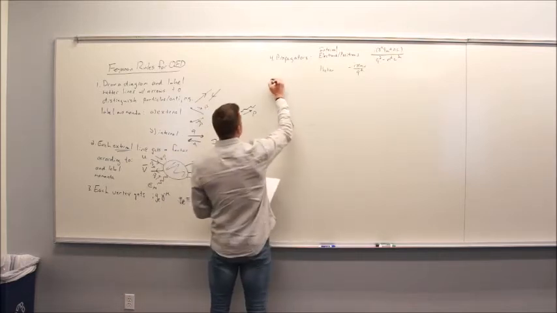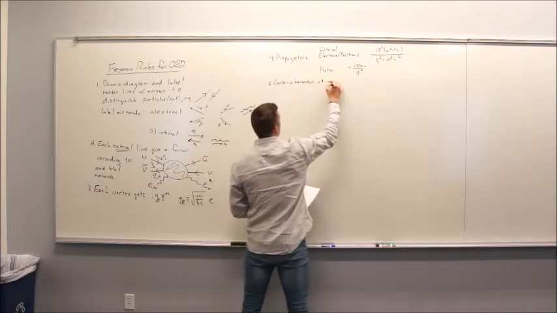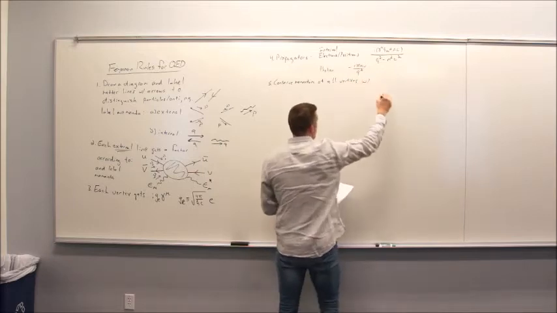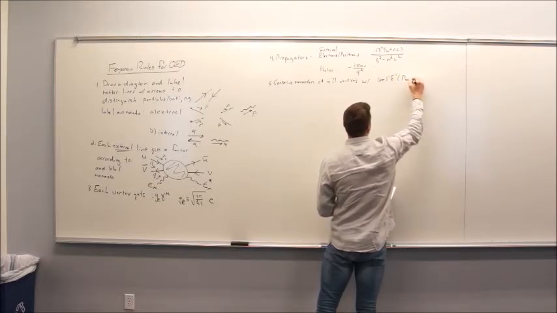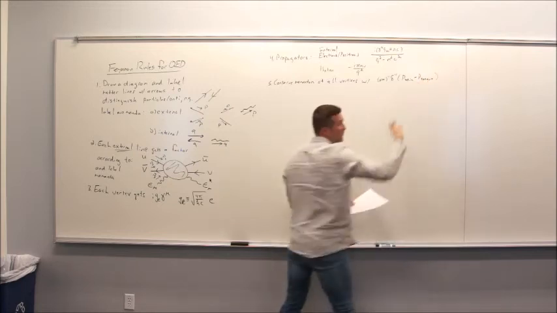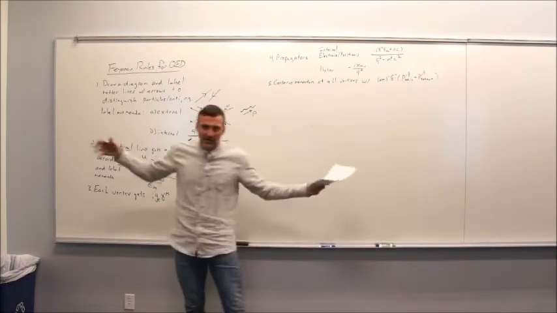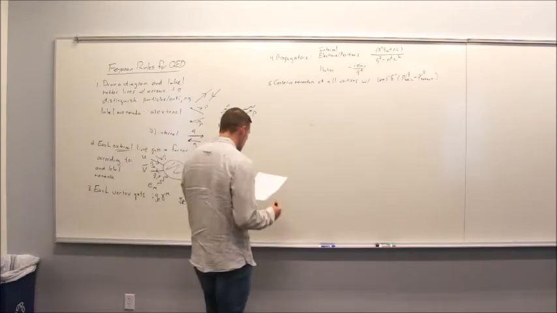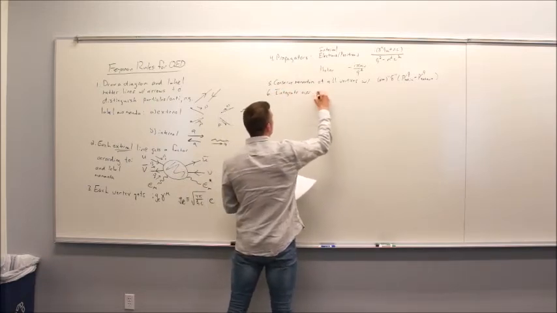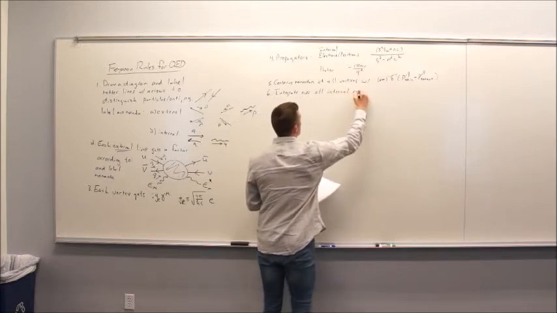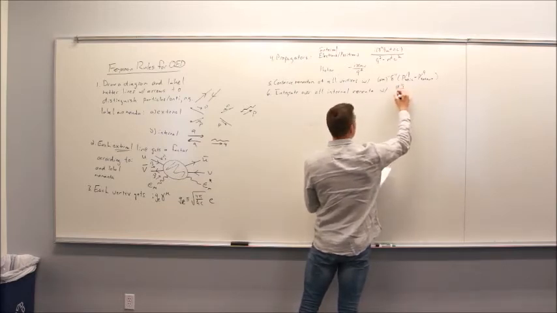Now we get to some more familiar things. Conserve momentum at all vertices, and we do it the same way we did before. We use a factor of (2 pi)^4 delta^4 of p total in minus p total out, where that p total could include internal momenta q. For every vertex, you add up every momentum coming in and subtract every momentum going out. And then integrate over all internal momenta with a factor of d^4q over (2 pi)^4.